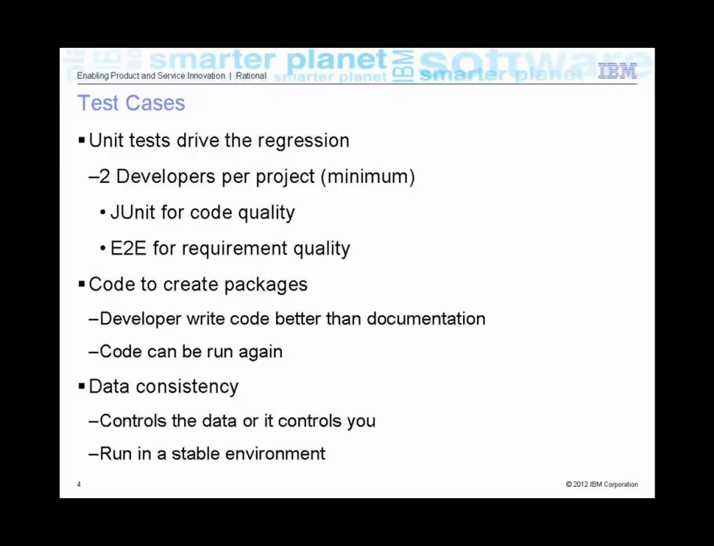So we have our JUnit for code quality, and we have our end-to-end test for the requirement quality, meaning the web page does what it's supposed to do or it functions in a certain way. So these developers work together as a team. And it's not the same amount of coding per developer, depending upon the project. The end-to-end regression, a more experienced developer can actually code that regression in about 25% of the time it should take to do the entire project.